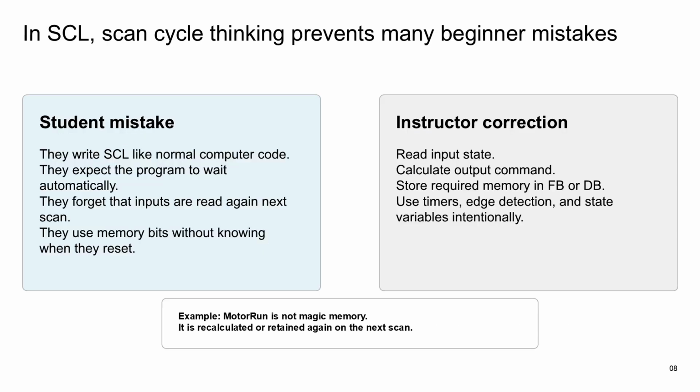Now see this slide. Main point is in SCL, scan cycle thinking prevents many beginner mistakes. Remember, student mistake. Also note, they write SCL like normal computer code. Practically, they expect the program to wait automatically. For students, they forget that inputs are read again next scan. In industry, they use memory bits without knowing when they reset.